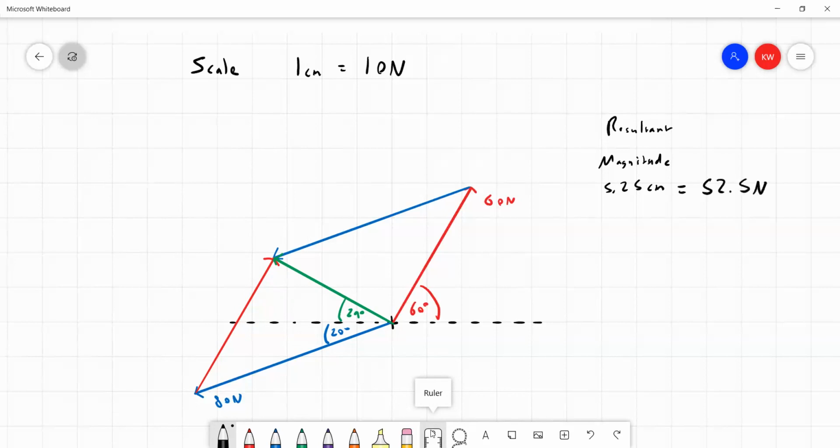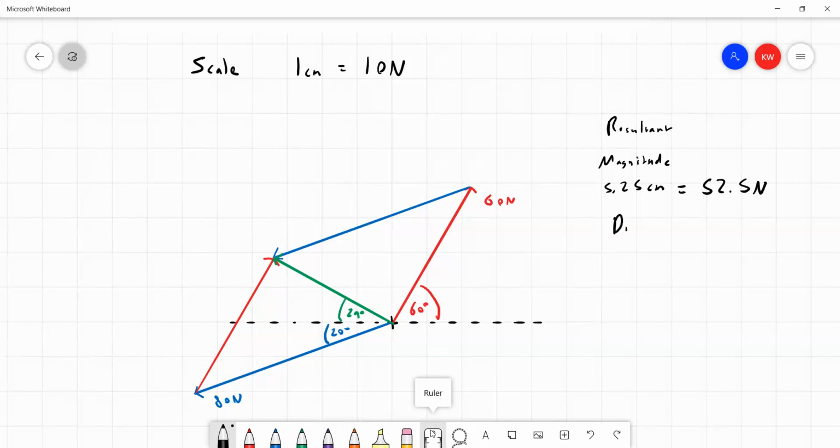Now, if you're doing this problem, you get a slightly different answer. That's normal because we have got different ways when we're measuring at paper, the thickness of a pencil, the precise holding of a ruler and a protractor, going to give us slight errors.